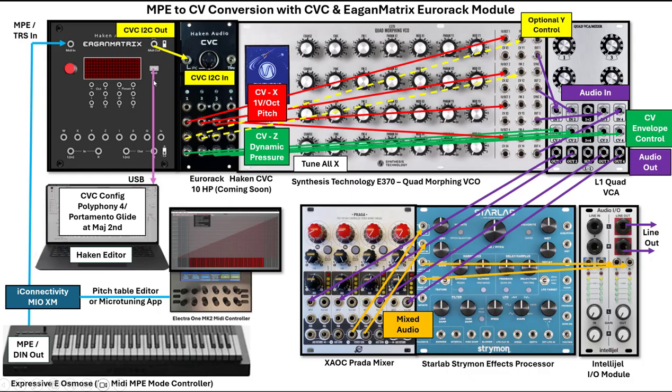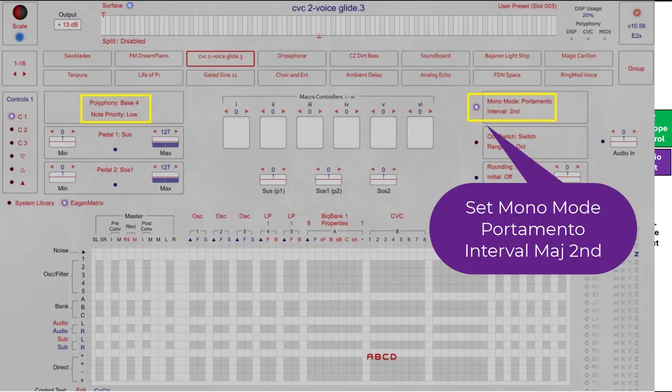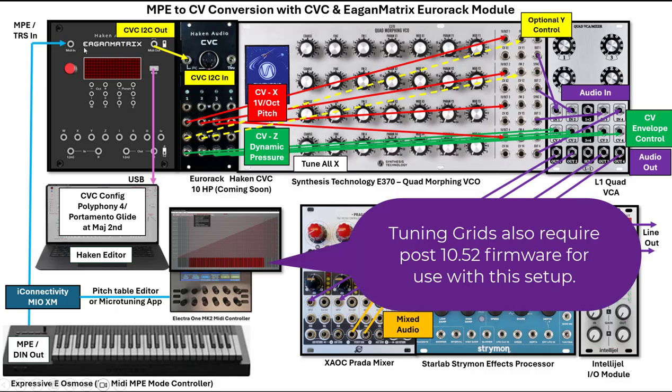I'll connect up through the USB port a computer that will allow me to configure the CVC, and in this case I'm going to configure the CVC for polyphony 4, and I'm going to use Portamento Glide at a major second for this example. To do this in a microtonal environment, I'm going to need some way to download a microtonal tuning grid to the EaganMatrix module. I can do that with the pitch table editor or the Electro 1 MK2 retune application I wrote that will allow you to create and download microtonal tuning grids.